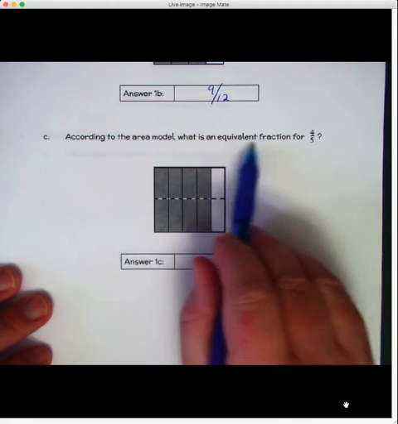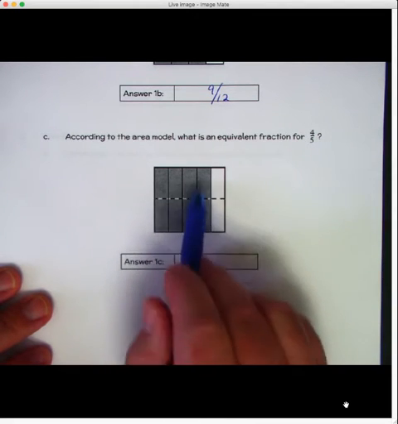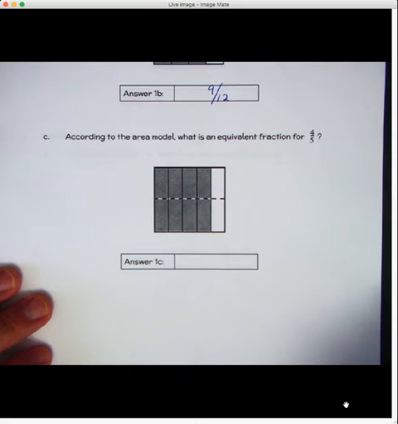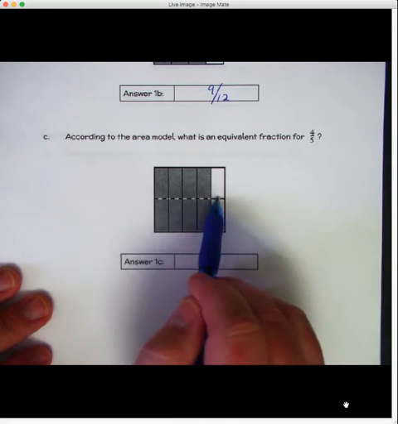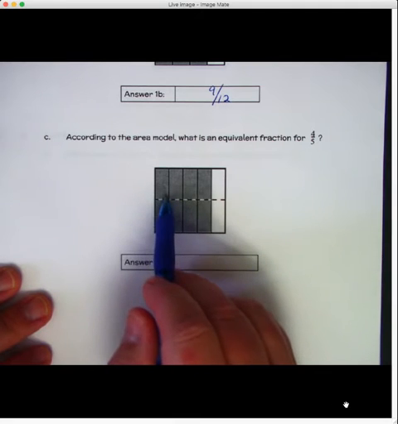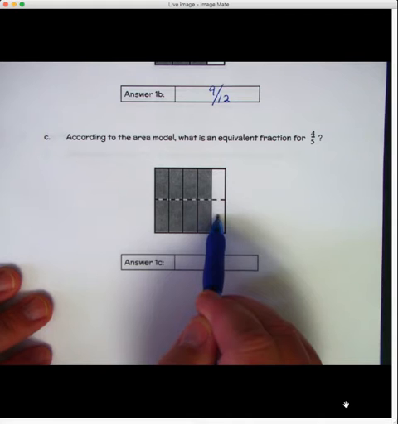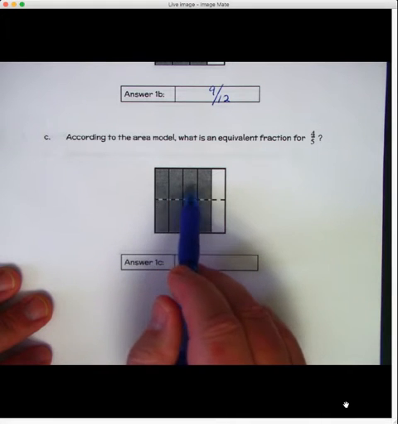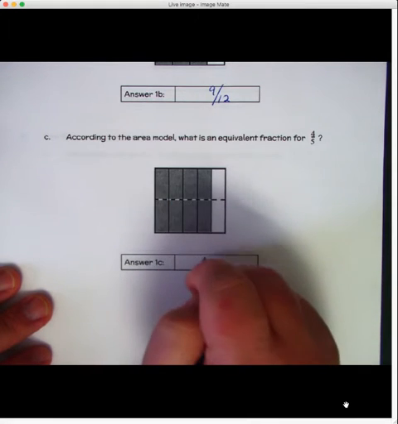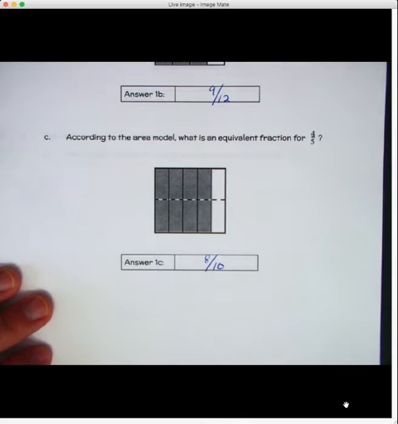According to the area model, what's an equivalent fraction for 4/5? So we had 1, 2, 3, 4 out of 5 shaded, 4/5. We split it. That's going to double both the 4 and the 5. So we've got how many altogether? 10 pieces now. And 8 of them are shaded in. So 8/10. 2 times 4 is 8. 2 times 5 is 10.